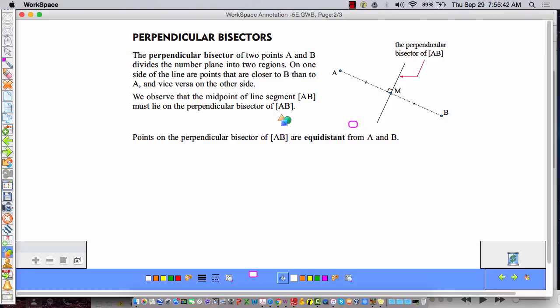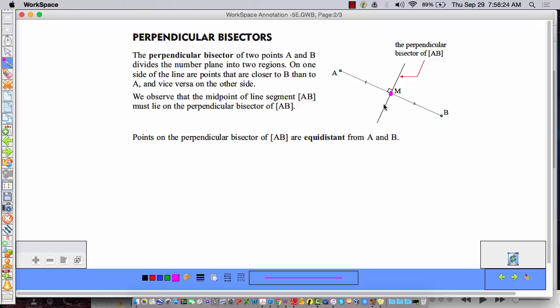Well, let's take a look here. If you take a look at this line segment AB, its midpoint is M. And this line right here is the perpendicular bisector of line segment AB, because it cuts the segment at its midpoint. And these little marks indicate that AM is equivalent to MB.